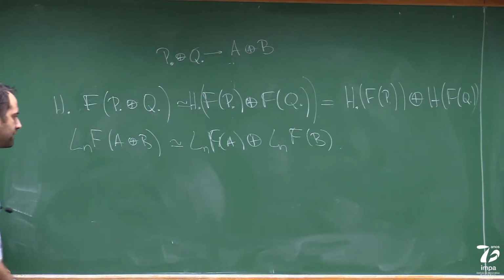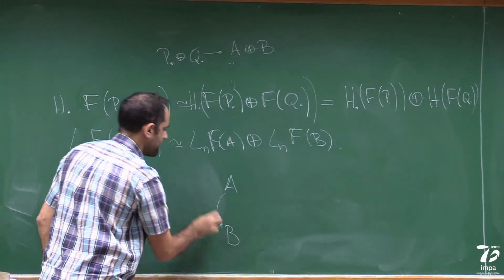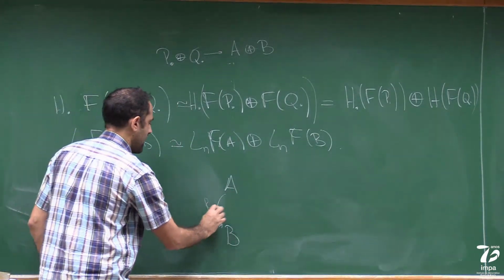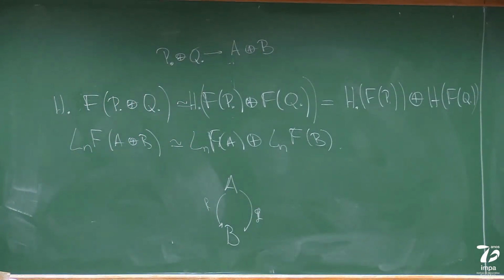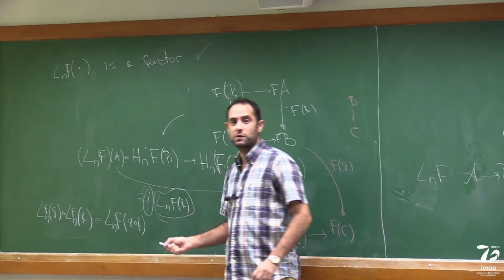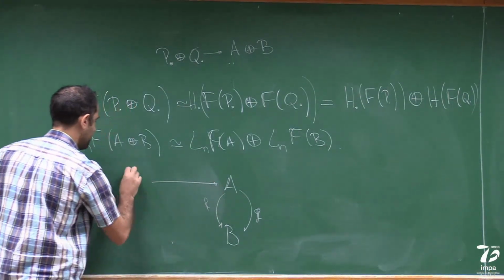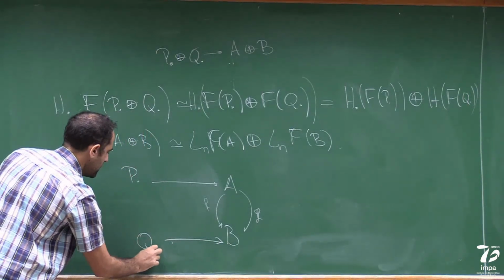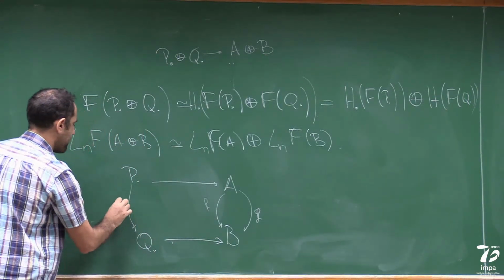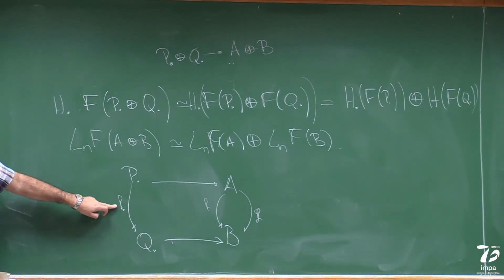On the other side, for morphisms, if you have a morphism f from a to b, and you have a morphism g from a to b, the way we constructed L_n of little f was by choosing a projective resolution of P, choosing a projective resolution of Q, choosing a lifting of our f here, and applying the functor F to this.